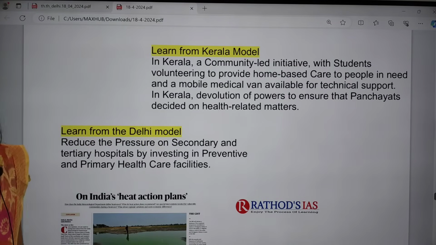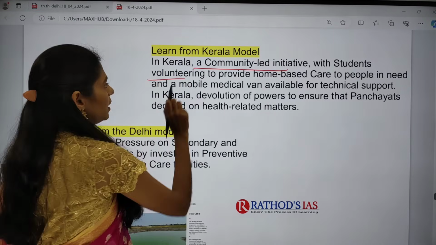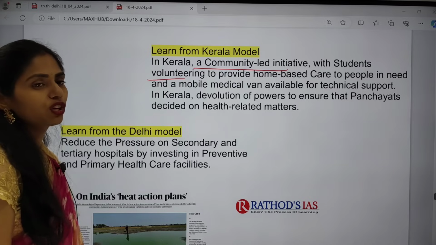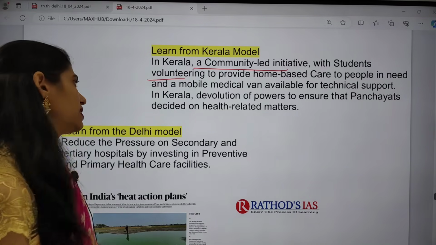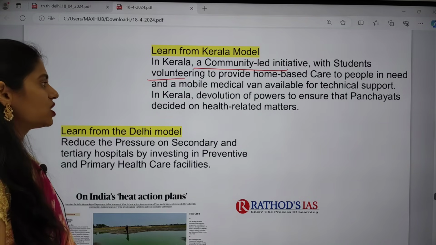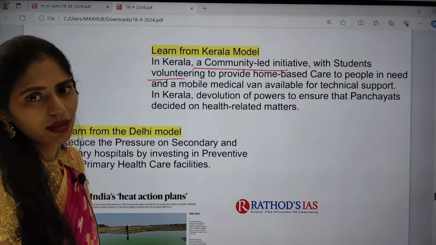So in Kerala, a community led initiative with students volunteering is focusing on home based care for people in need, and on a mobile medical van which is available for technical support. And in Kerala, the devolution of powers ensured that panchayats decided on health related matters. Because of this, we can learn something.